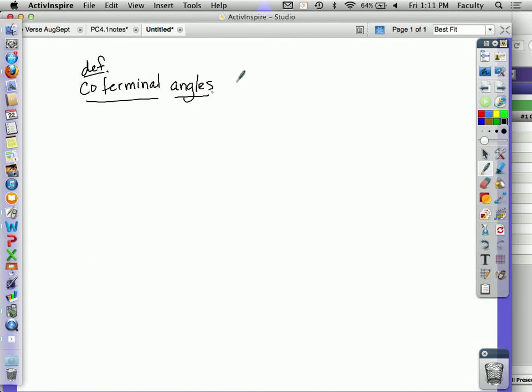Coterminal angles have the same initial side and terminal side. That means they start and stop in the same location, but if you think about the arms of a clock, you know, it could have gone around another hour or another hour or another hour, okay? So here's an example.